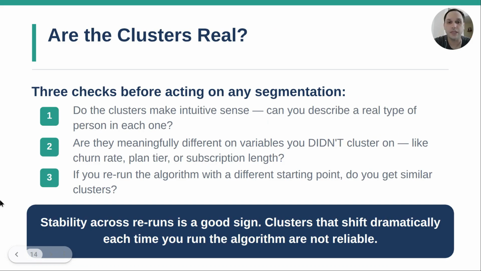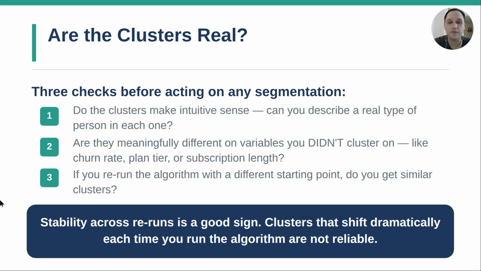Before you act on segmentation, you need to validate that the clusters are real, not just an artifact of the algorithm. 3 checks. First, do the segments make intuitive sense? Can you describe a real type of person in each cluster? If not, the grouping might not be meaningful.